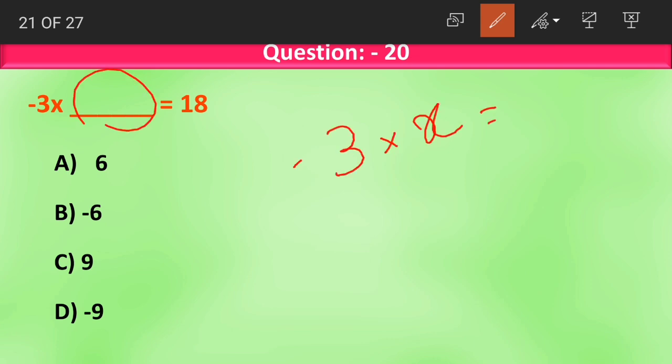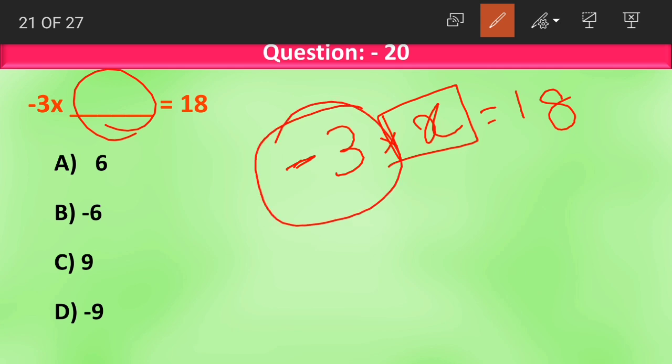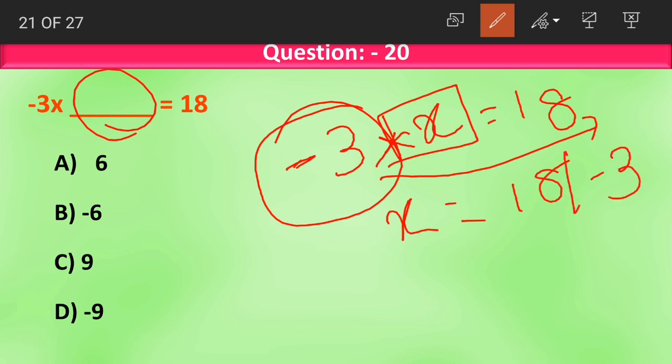We don't know the value of this number here, right? So, let us keep it as x is equal to 18. We want only x. The extra number here is minus 3. And it is in multiplication with x. When it goes to the other side, it becomes the reverse of it. What is the reverse of multiplication? It is division. So, x is equal to 18 divided by minus 3.